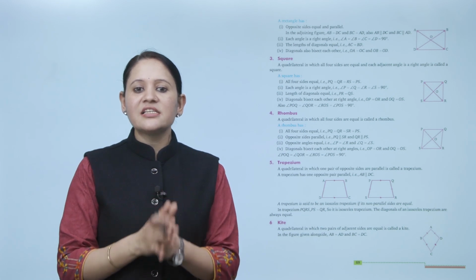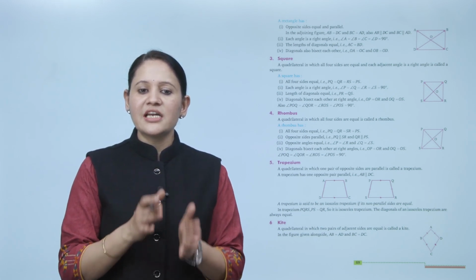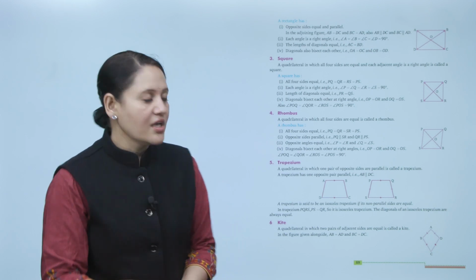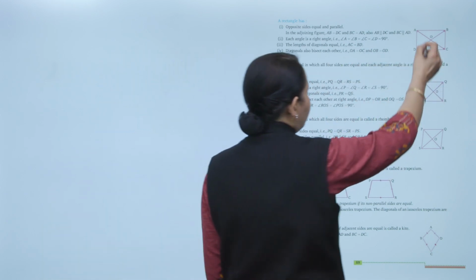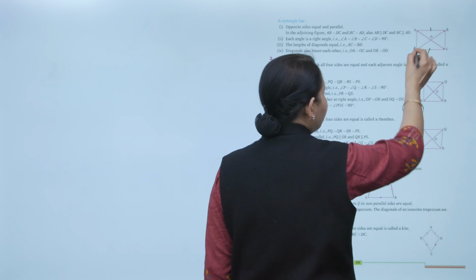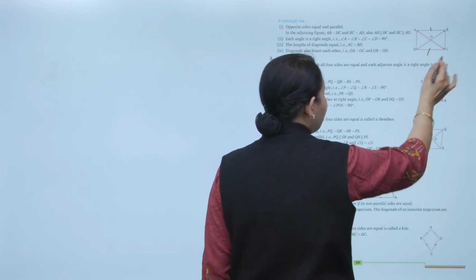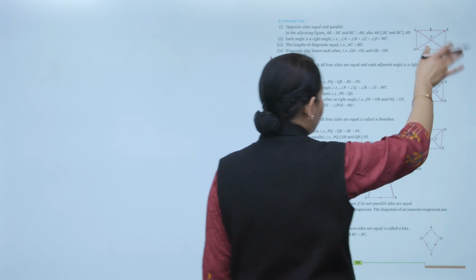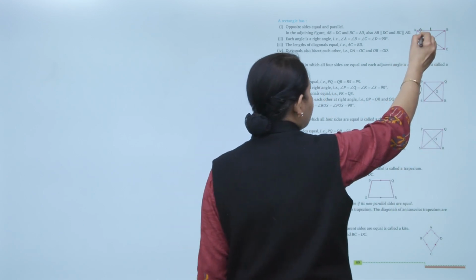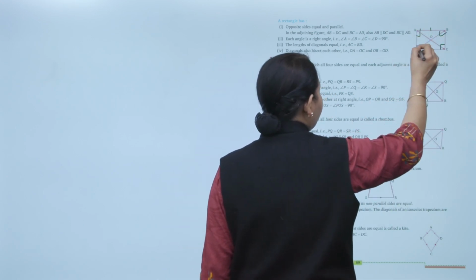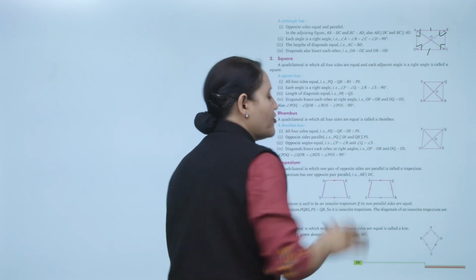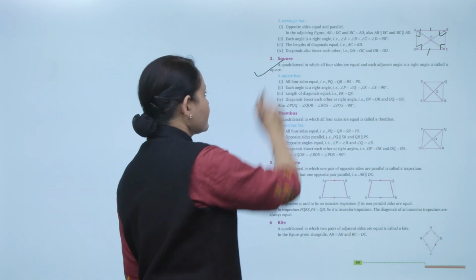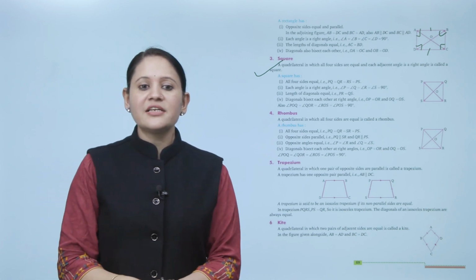Each angle is a right angle, angles A, B, C, D are 90 degrees. The lengths of the diagonals are equal. AC equals BD. The diagonals also bisect each other, meaning OA equals OC and OB equals OD. In this rectangle, opposite sides are equal and parallel, like AB and CD, and AD and BC. All angles A, B, C, D are 90 degrees, and the diagonals will bisect each other. Clear?